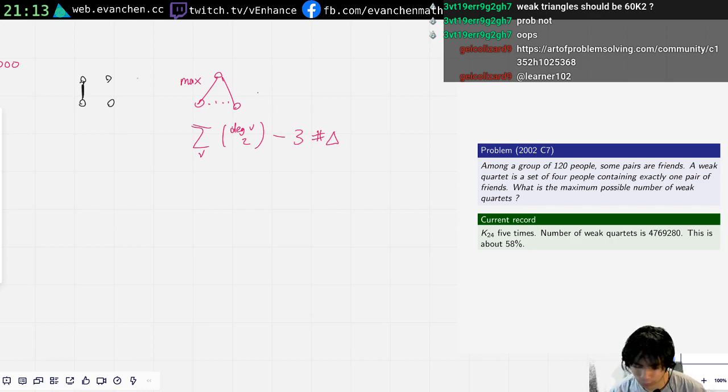I don't know if it helps though. If we think the equality case is when they're all cliques, okay, how many different shapes are there when you have just 4 vertices? So this is the main one, this is the weak quartet.